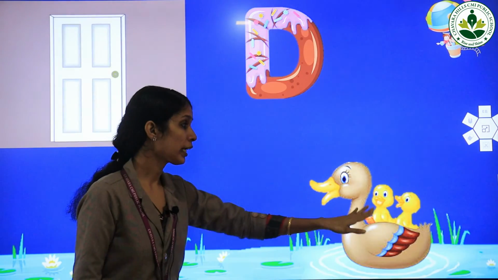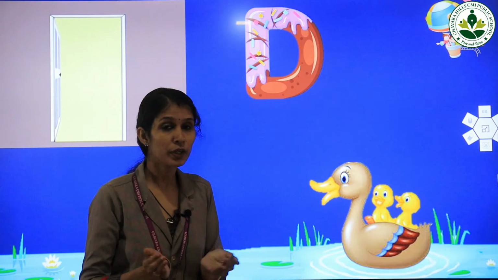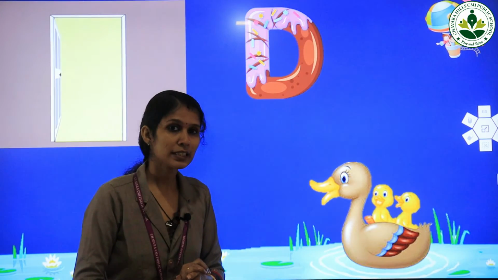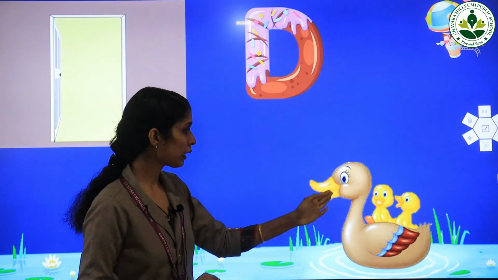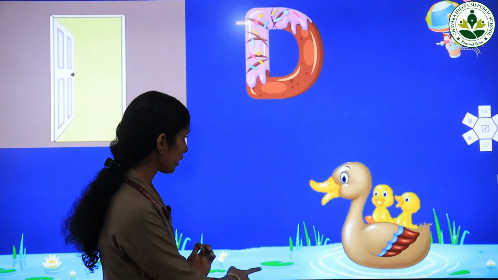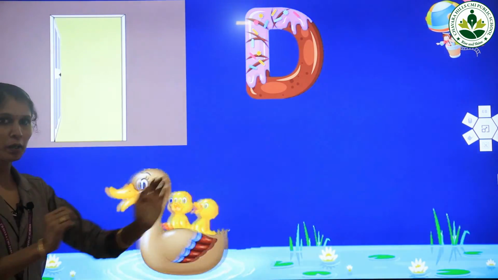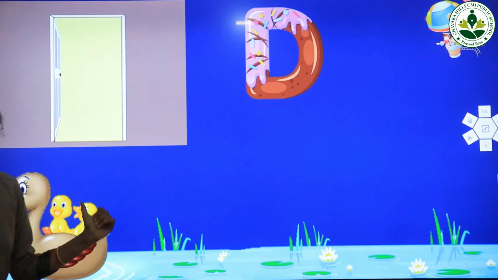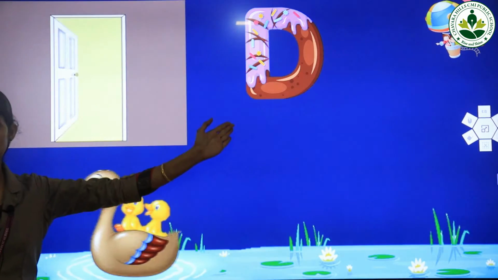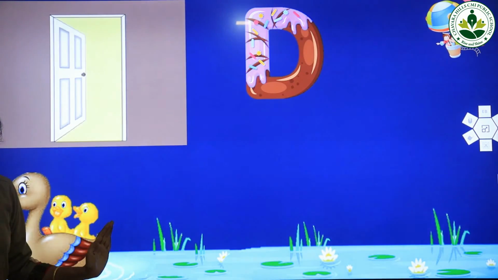Mama duck and the two babies are here, isn't it? Mama duck and his ducklings. The baby of duck is called duckling. Okay? The baby of duck is called duckling. The mama duck is here and her babies are here. So look at here. She moves from there to here. Look at here. Yes. So the letter D is for duck.